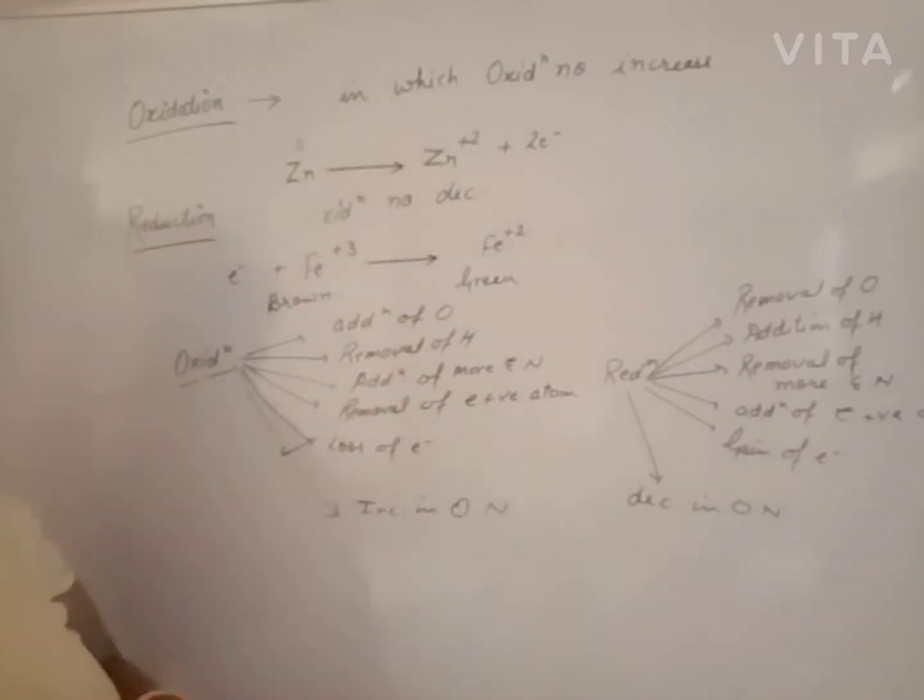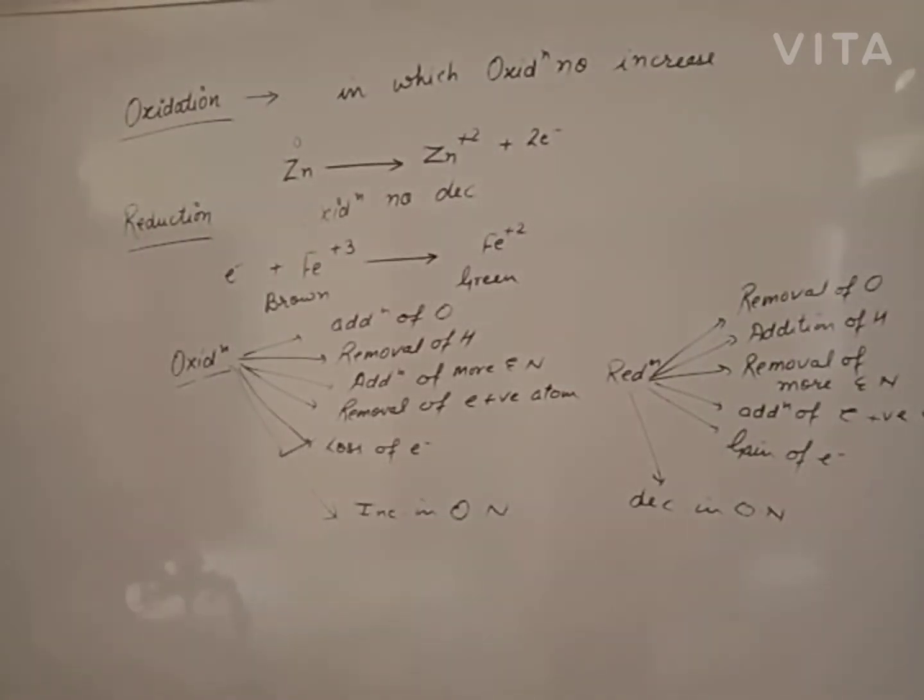That means oxidation and reduction are reverse phenomena. They occur simultaneously in a reaction, otherwise they are reverse, opposite phenomena. In one there is gain, in the other there is loss. Like this, increase or decrease.